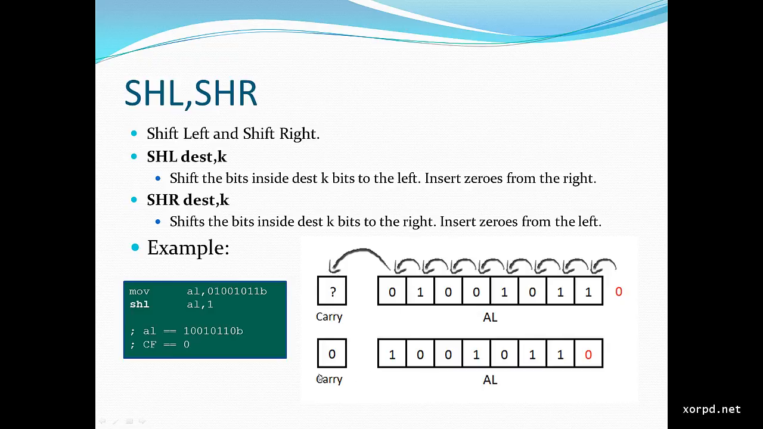So as a result we get this picture. The carry bit now contains this bit, bit number 0, it moved here, and every bit is shifted one location to the left. For example, this bit 1 moves here, and this bit 0 moves here, and so on, until the new 0 is inserted to the rightmost slot. So we get as a result this value, AL equals 10010110, and the carry flag equals 0.